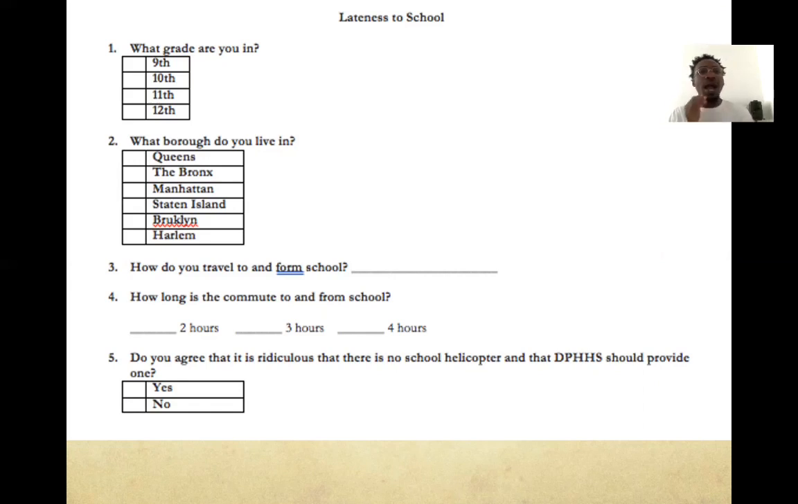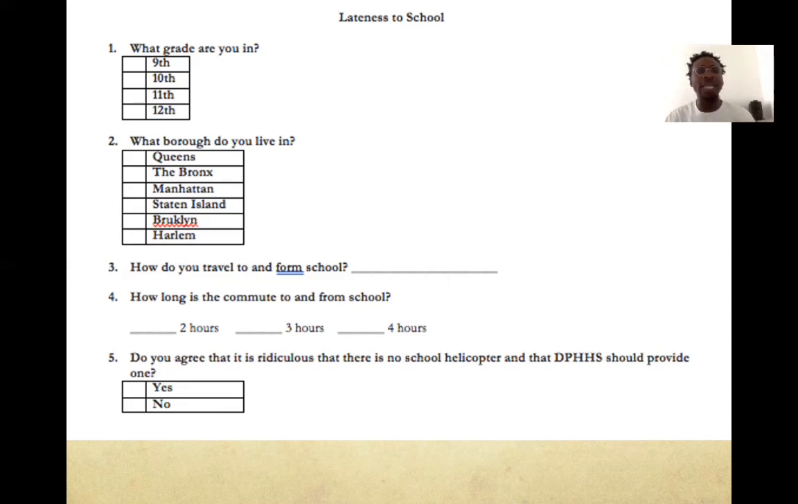Question number three, how do you travel to and from school? Whoa. There's an error: the word "form" is supposed to be "from." Easy, peasy. Number four, how long is the commute to and from school? 2 hours, 3 hours, 4 hours. I don't see any errors on this yet. So let's continue to question number five.